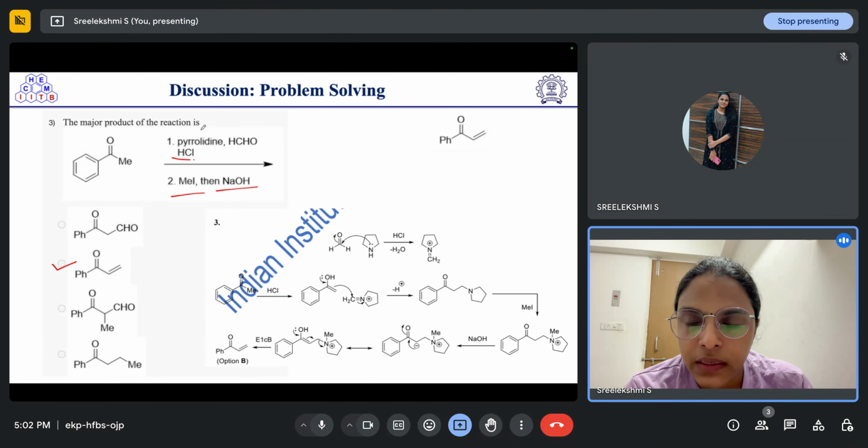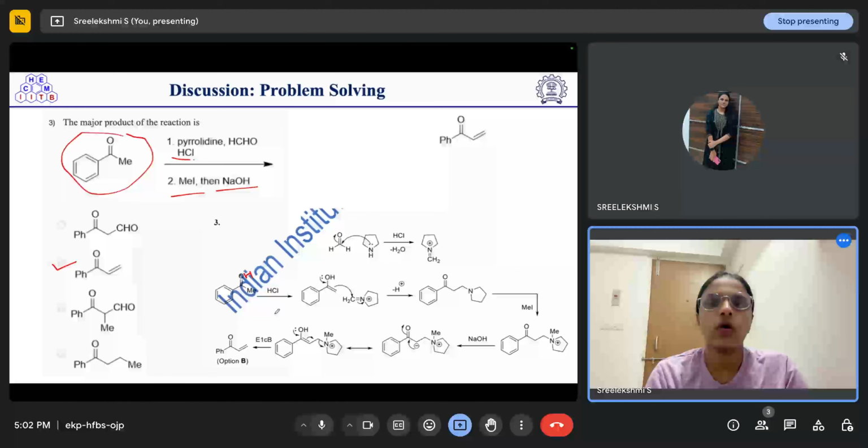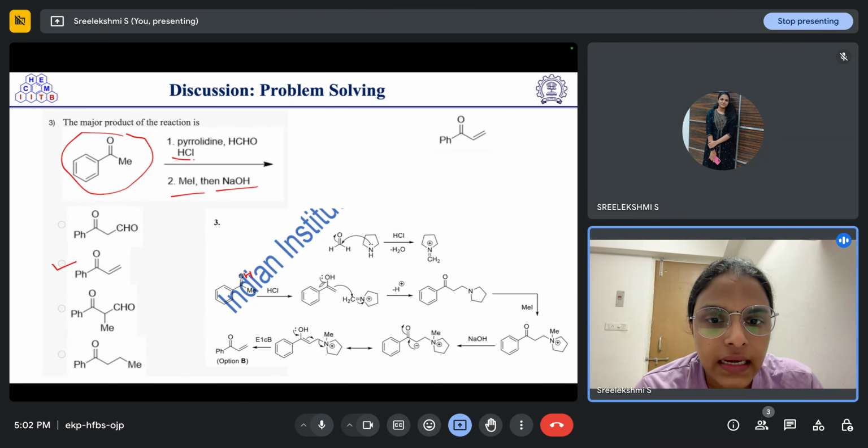At the same time, this HCl will be protonating this ketone to form this intermediate, that is, this enol will be formed in presence of acid. Then this lone pair of electrons will come back and this double bond will be attacking over this carbon center, and this positively charged nitrogen will be stabilized, resulting in this particular intermediate.